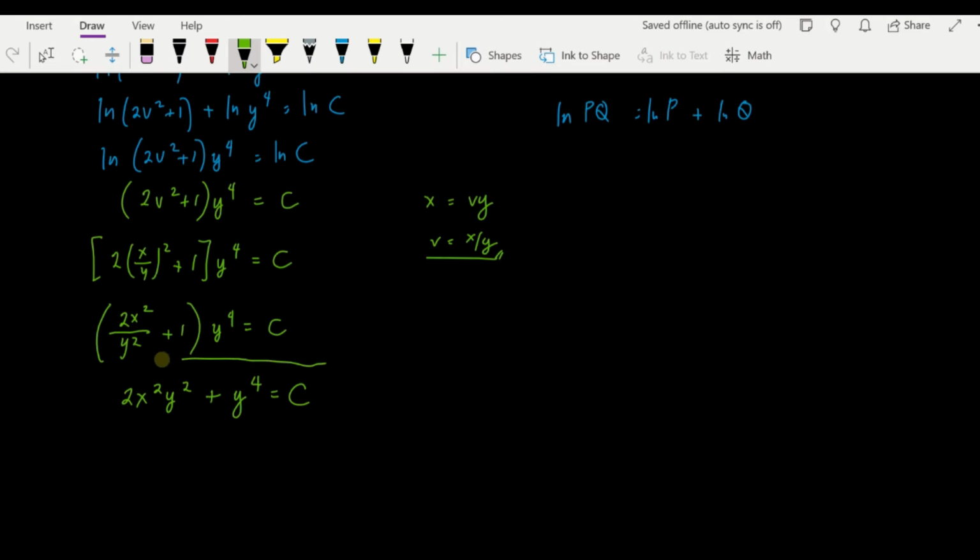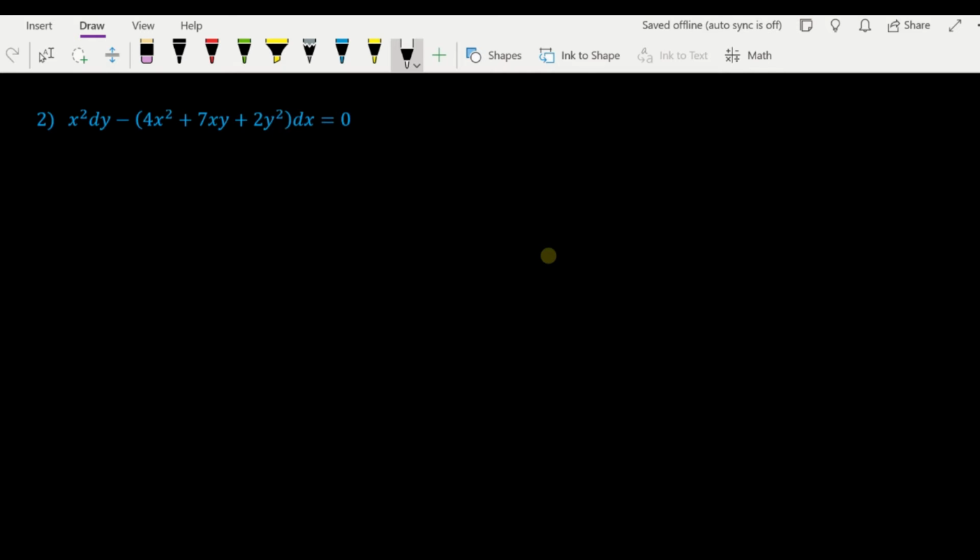Okay? So, ito na yung magiging solution ng ating first differential equation. So, the answer is 2x squared y squared plus y to the 4th equals c. Okay, let's have the second one. We have x squared dy minus quantity 4x squared plus 7xy plus 2y squared dx equals 0.